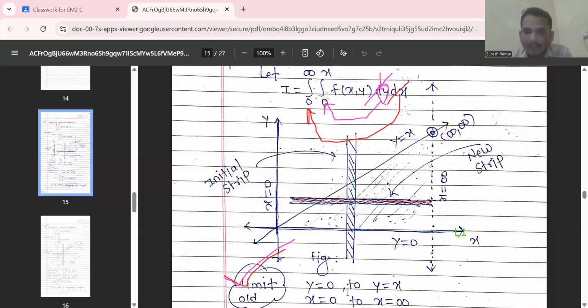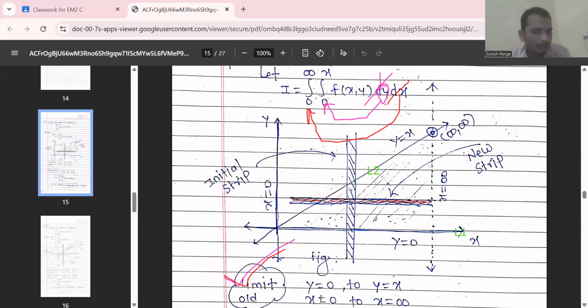That is nothing but the x-axis. This is L1. The upper limit for y is y is equal to x, L2. This is the upper limit. L1 is y is equal to 0, the x-axis, which is the lower limit for y, and y is equal to x is the upper limit for y.